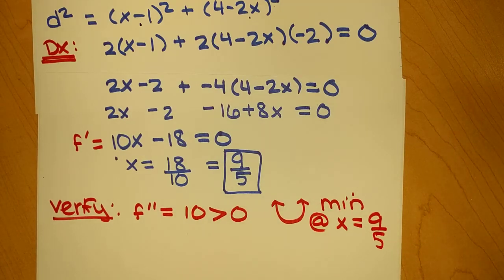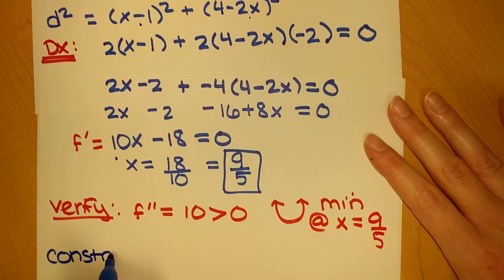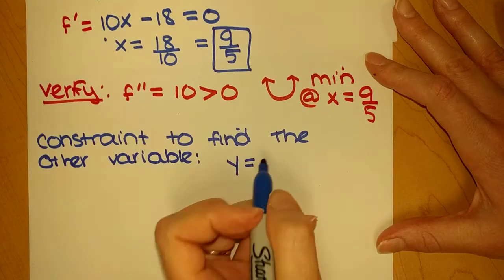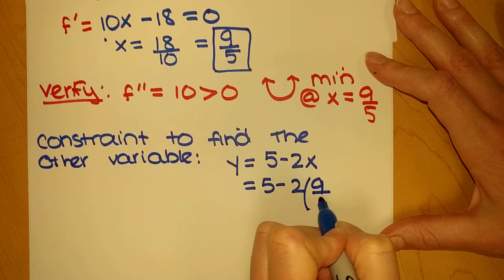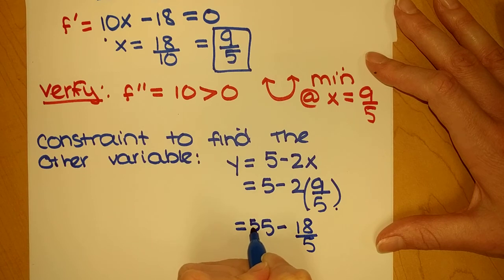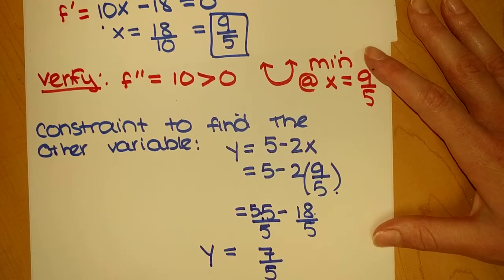Now, as we know, we cannot just leave it at x is equal to 9/5. We have to go back to our constraint and use our constraint to find the other variable. So our constraint here was y is equal to 5 minus 2x. I'm going to plug in the x value of 9/5, and that's going to give us 5 minus 18/5. Get a common denominator here. Multiply by 5 over 5. That gives us 25 minus 18. So we get 7/5 as the y coordinate.